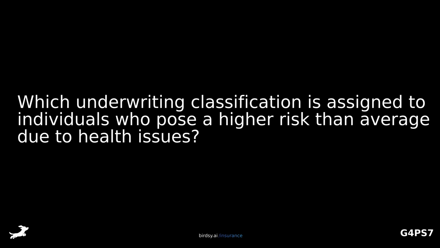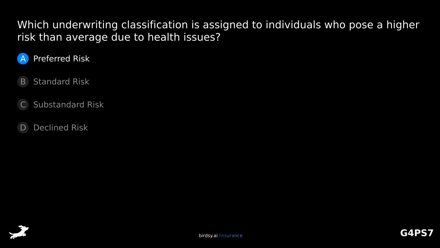Which underwriting classification is assigned to individuals who pose a higher risk than average due to health issues? Is it A, preferred risk? B, standard risk? C, substandard risk? Or D, declined risk? The answer is C, substandard risk.